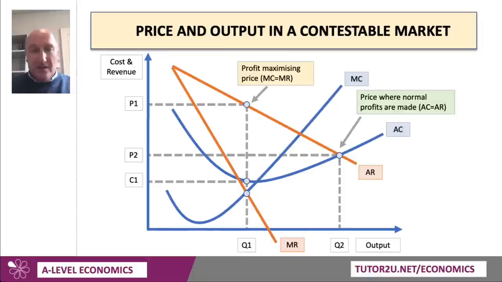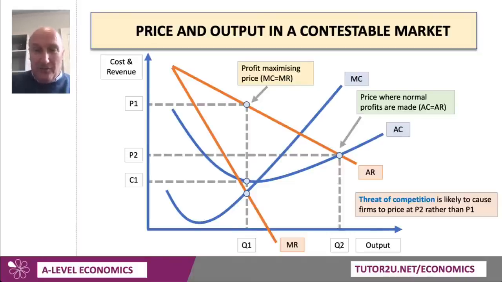Can you see that output Q2? And that's the price where normal profit is made. So the question is often asked, what is the price in a contestable market? The answer is, it depends. It depends on the threat of competition. If the threat of competition is high, then firms are more likely to price closer to P2, sacrificing some profit to avoid losing market share. If the threat of competition is genuinely low, you're more likely to be able to price close to the profit maximizing output. Now, that is your contestable market diagram. There's nothing more to it than that. If you can use that diagram in the exam, you will be in great shape.